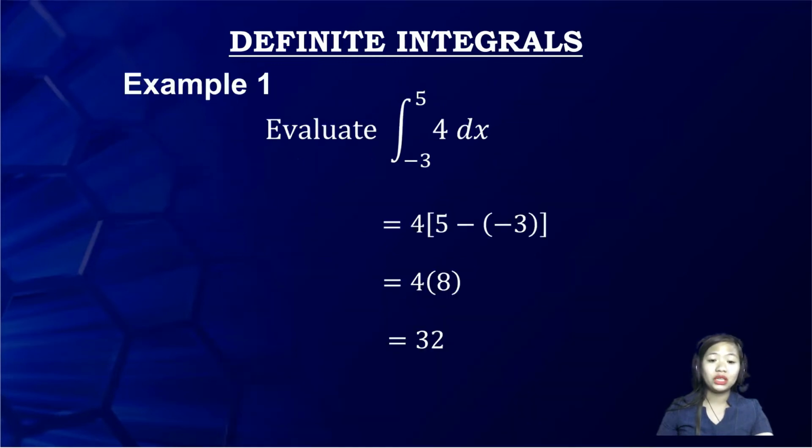Example for the definite integral: evaluate the integral of 4 dx from -3 to 5. Our lower boundary is -3 and our upper boundary is 5. In getting the integral of the definite function, we subtract the lower boundary from the upper boundary. So we have 4 times the difference of the upper and the lower. So we have 4 times 8, and that is equal to 32. That is the definite value of this given integral.